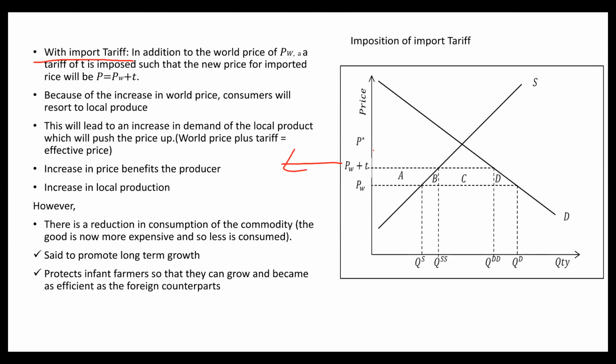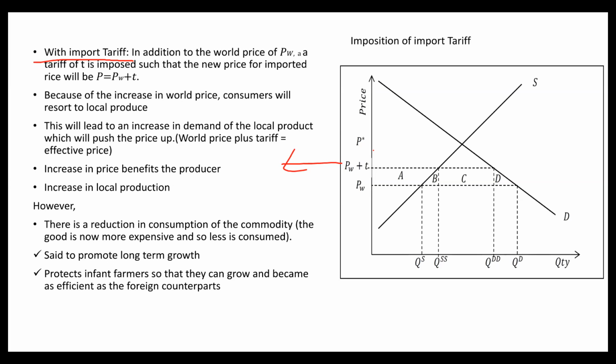Now, this will lead to an increase in demand of the local product, which will push the price up to the world price plus the tariff. When we impose a tariff, the people will be like, okay, we can now not go outside and import some things, or they reduce whatever they go and buy from outside. Therefore, they will start demanding more of the local produce. When they demand more of the local produce, you will see that the price will be pushed up due to demand that has increased. You pay world price plus tax, PW plus T.